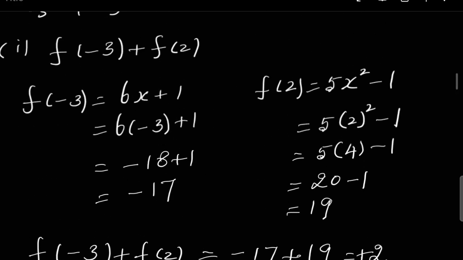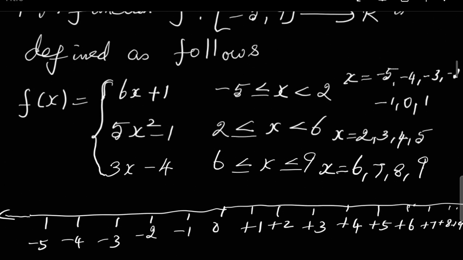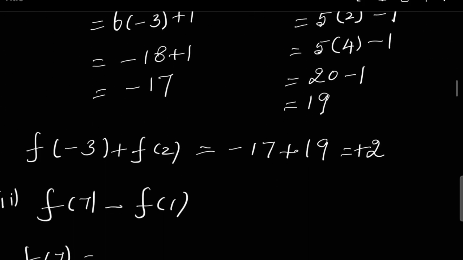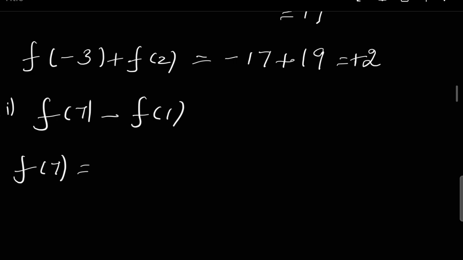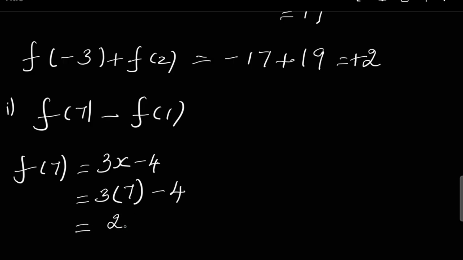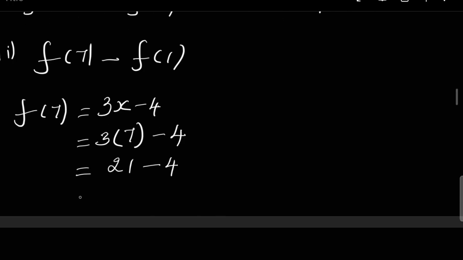Okay, just see where this x takes the value 7 here. In the last function, 3x minus 4. So 3 into, you give x as 7, minus 4. 3 7s are 21, minus 4. 21 minus 4, you will get 17.